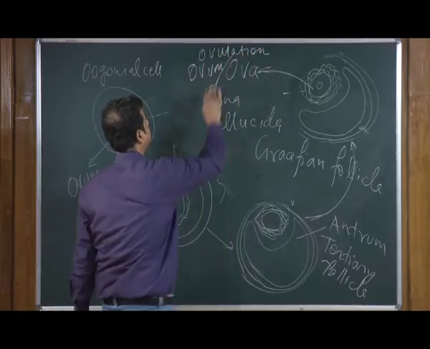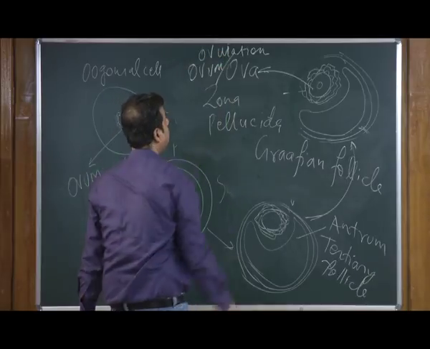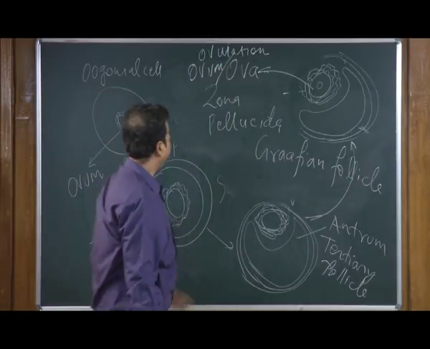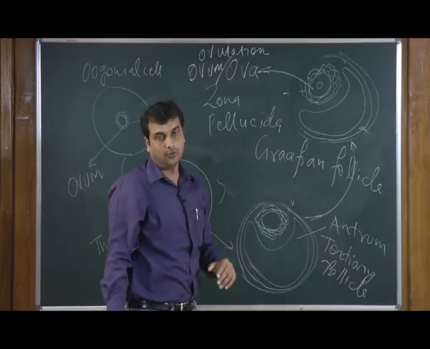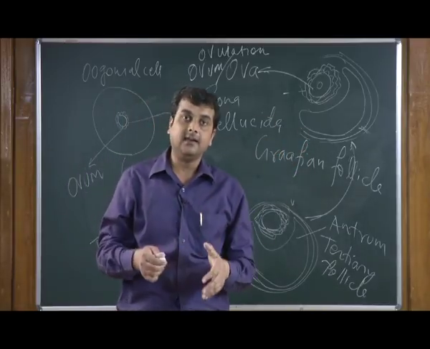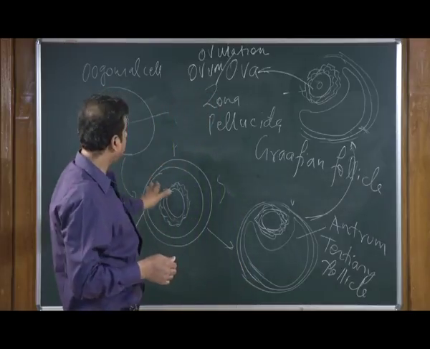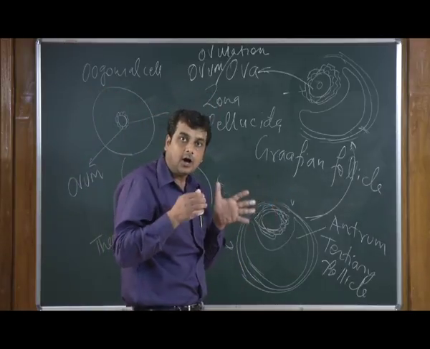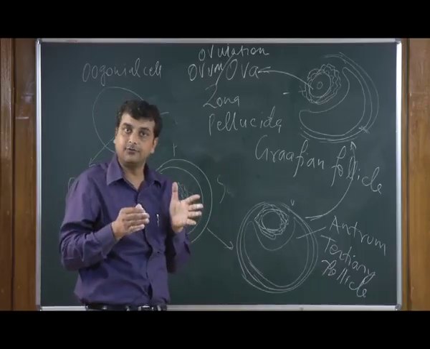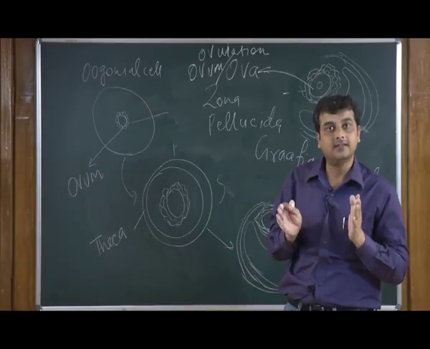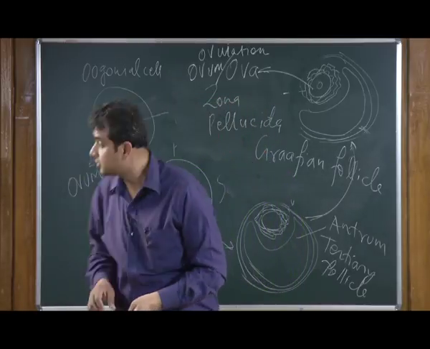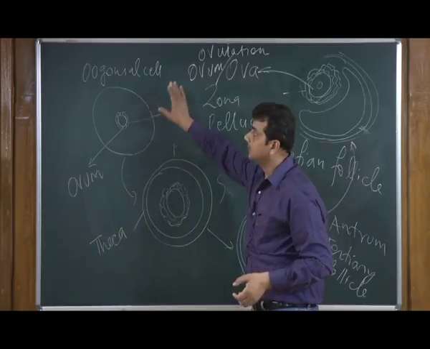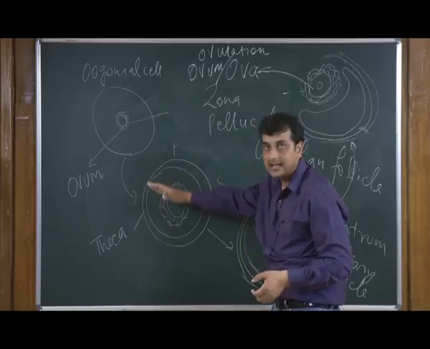So, the release of ova is by the process of ovulation, where the mature Graafian follicle ruptures, releasing the ova. Now, as I said, this whole process is under the control of a very nice hormonal balance in the female reproductive tract. A similar thing is there in the male reproductive system also. So, I'll just try to summarize here the oogonial cell, and this is exactly what is happening.